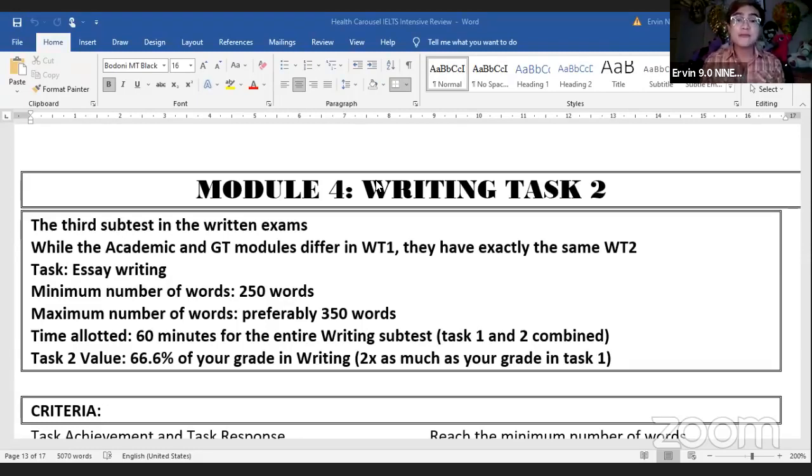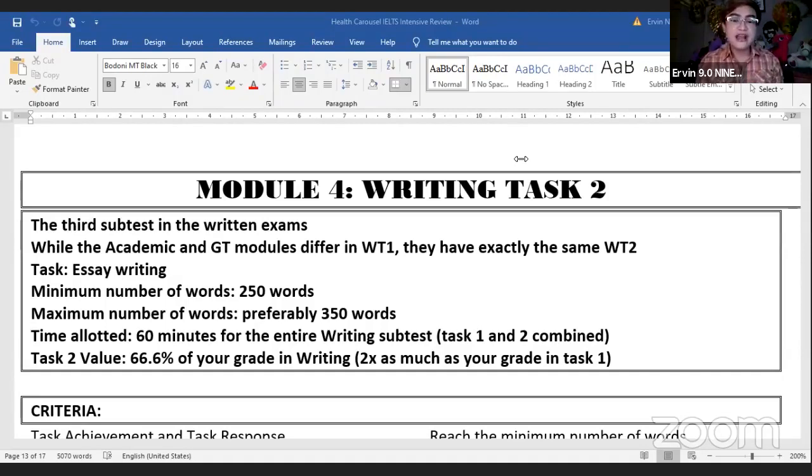So far, we have 21 participants here in our Zoom meeting. I just need to ask, how many of you guys are going to take the academic module? Kindly comment. How many are taking the academic module? Okay. I'm just curious. Do we have anyone here who's going to take the general training module? How many are planning to take general training? No one is taking general training. Okay, we have one.